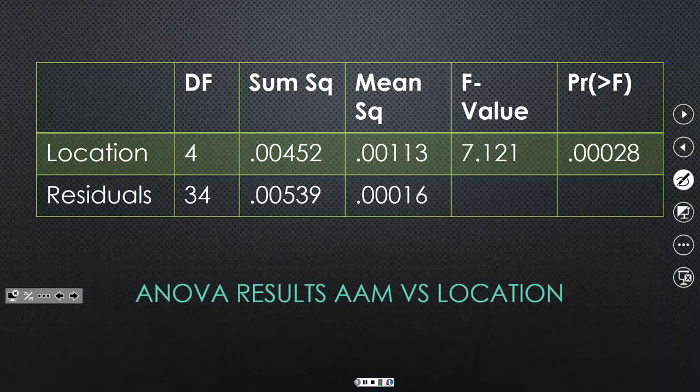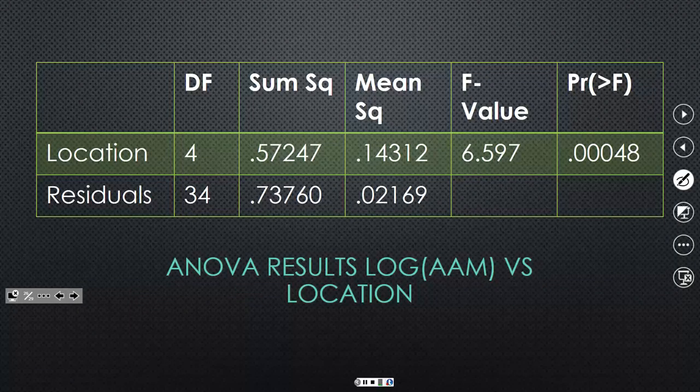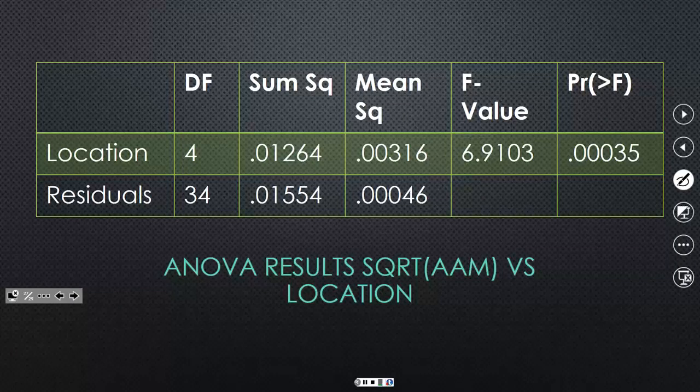And so going over the results, we got an F value of 7.1 for the normal measurements and a P value of 0.002. With the log, the F value went down a little bit to 6.5, and the P value was 0.004. And for the square root, we had an F value of 6.91 and a P value of 0.003, so it was in between both the log and the regular measurement.